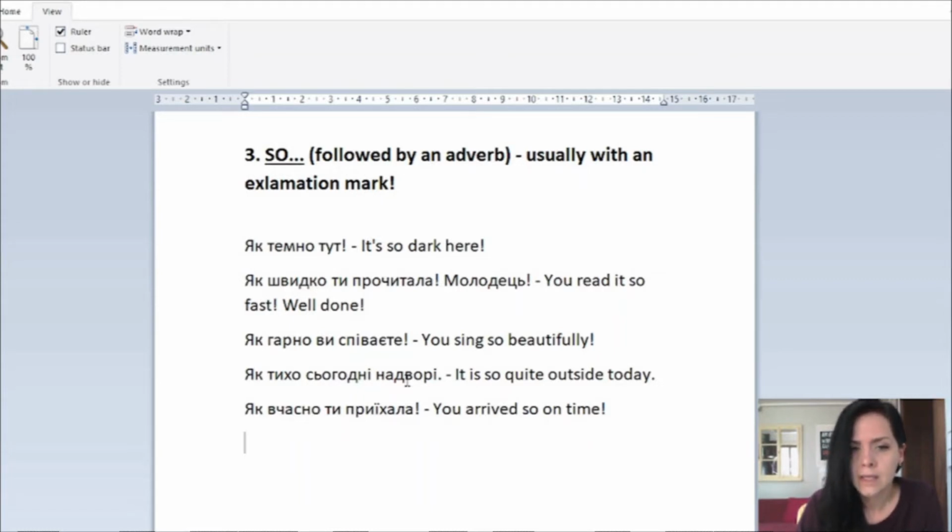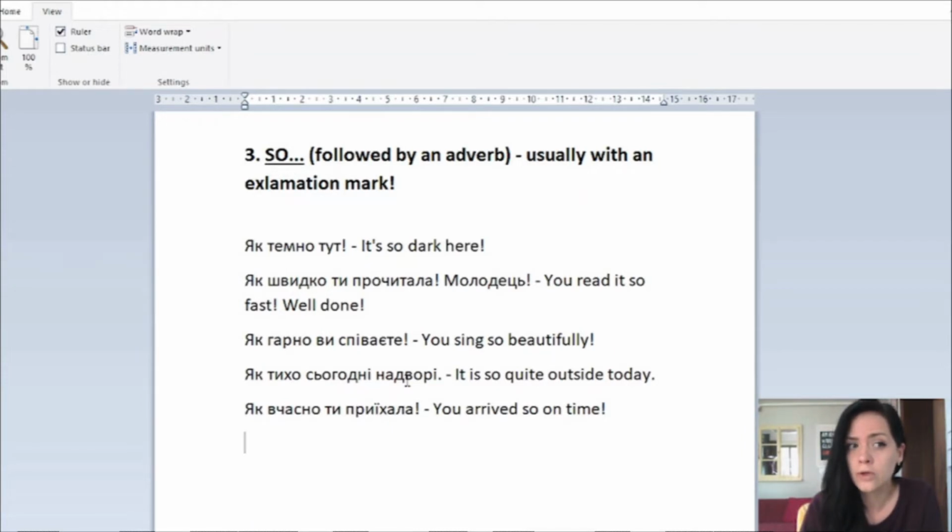Another instance. Як швидко ти прочитала? Молодець. Again, our adverb here is швидко. Швидко means fast or quickly. Ти means you, and прочитала means have read or read. And that is a feminine form of the verb, okay? Masculine would be прочитав. Feminine прочитала. So if you are addressing a female person, you say прочитала.